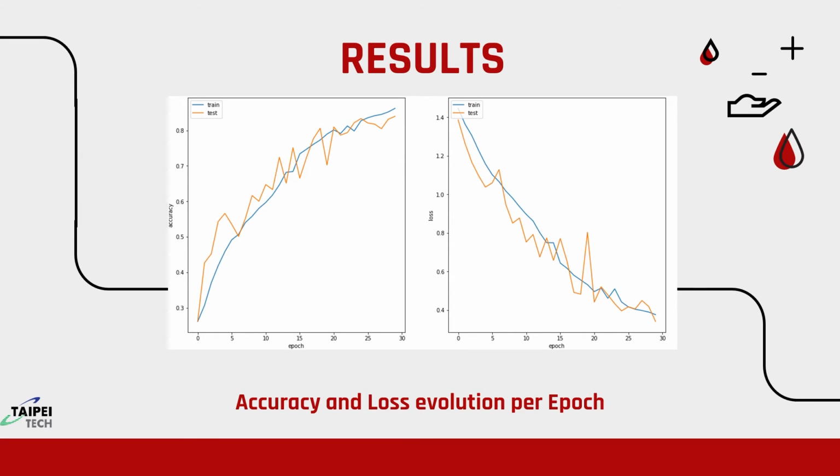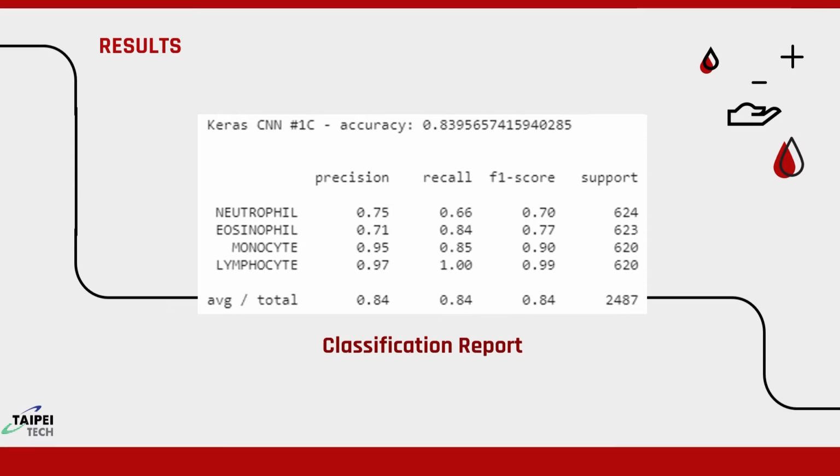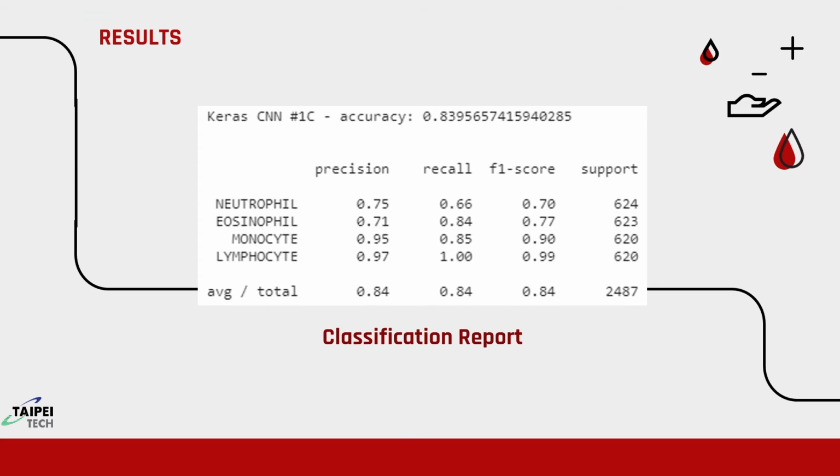These 2 plots attest that our model was able to learn useful features from our inputs. After 30 epochs, the accuracy reached 84% and the loss dropped to 37%. No over or underfitting can be observed. On the test set classification report, monocyte and lymphocyte classes have the highest score, around 90%, while the neutrophil and eosinophil are around 70%. On average, this model has an accuracy of 84% for all classes.